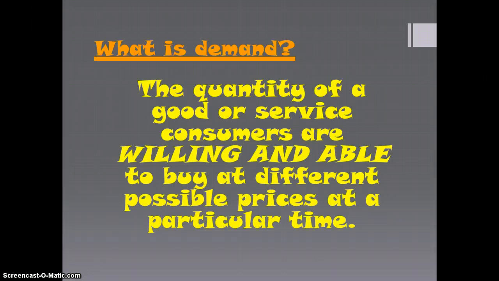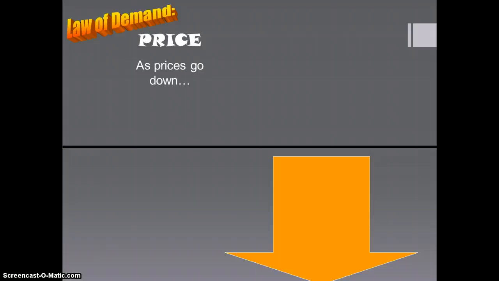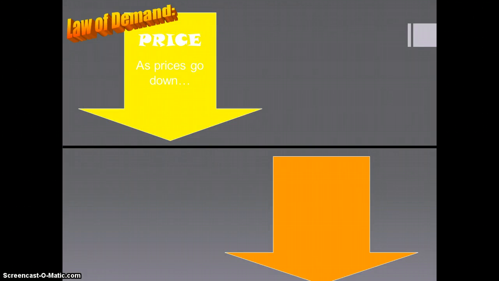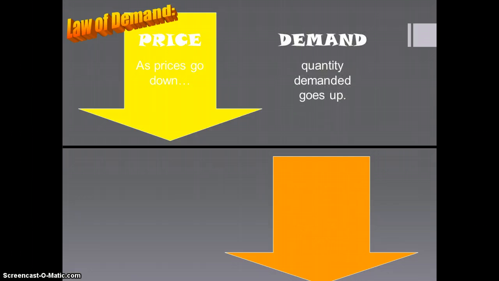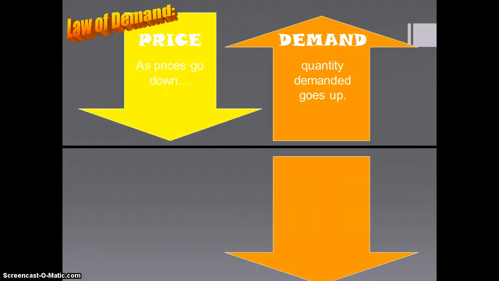The law of demand is an inverse relationship. This is how it works. As the price of a good goes down, things get cheaper, the quantity demanded goes up. So as ice cream gets cheaper, more people want to purchase ice cream. As jeans go on sale, more people would like to purchase jeans.